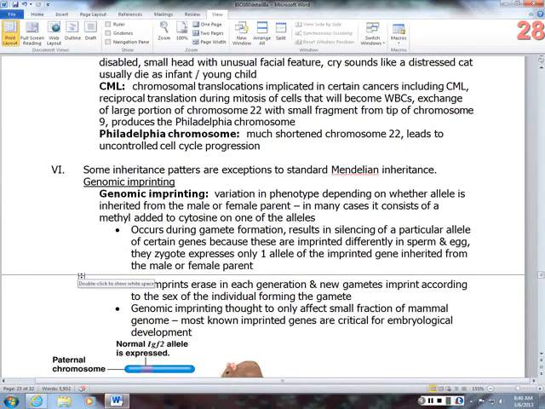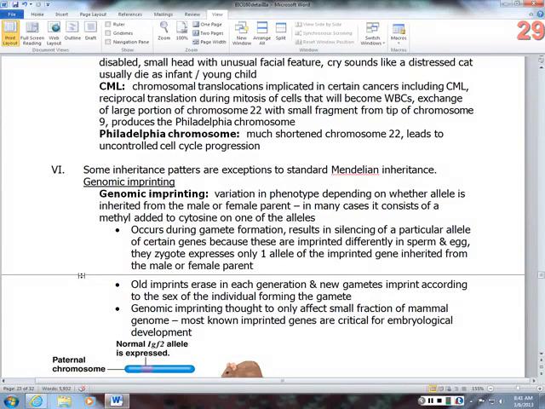So some of the inheritance patterns are going to be exceptions to the standard Mendelian inheritance patterns. And a lot of these are things that we have really just started to understand in the last 10 years. Genomic imprinting is going to be a variation in the phenotype depending on whether the allele is inherited from the male or the female parent. And a lot of times what causes the change is a methyl group added to the cytosine on one of the alleles. So it's just a carbon and 3 hydrogens added on to one of those bases.